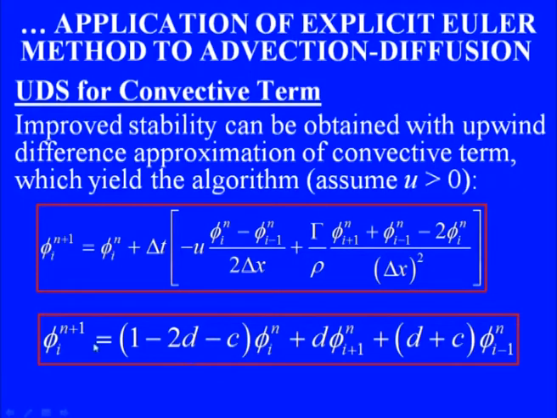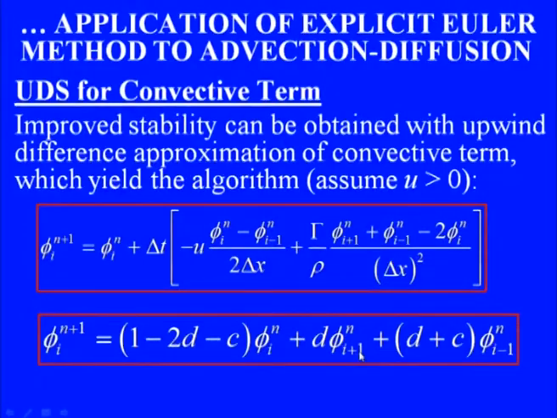Now, if you introduce our earlier terms, diffusion number and the Courant number, so in terms of those c and d parameters, this particular algorithm which we called upwind FTCS scheme becomes phi I at n plus 1 is equal to 1 minus 2d minus c times phi I at n plus d times phi of I plus 1 n plus d plus c times phi of I minus 1 n. So now what we can easily say here, the coefficients of phi I plus 1 and phi I minus 1 would always be positive.